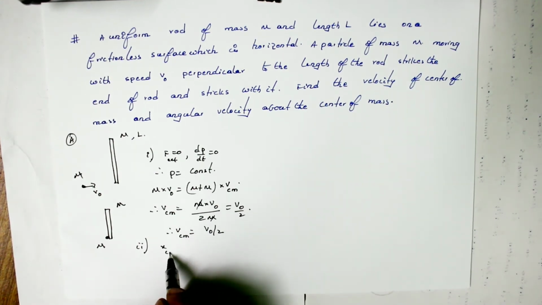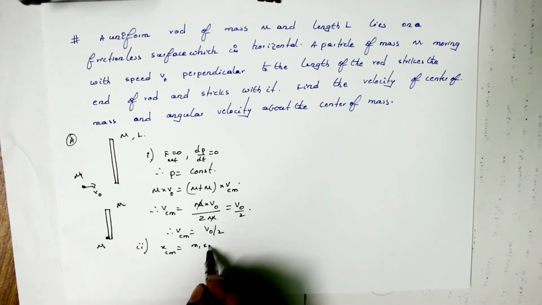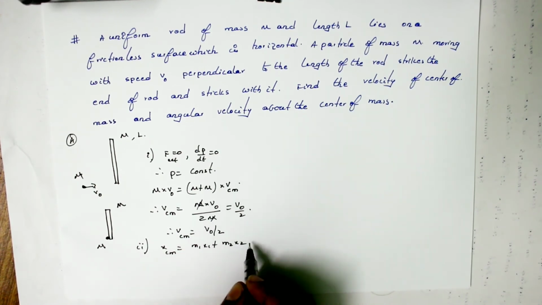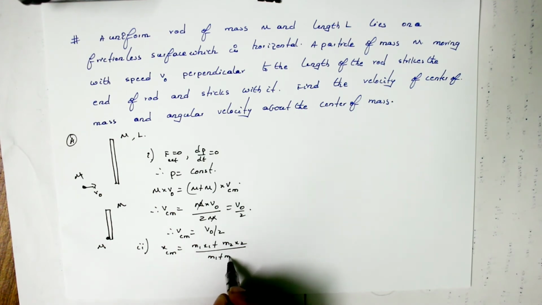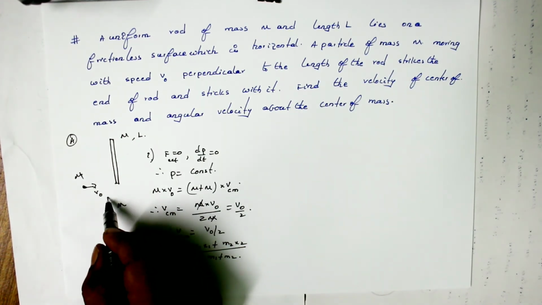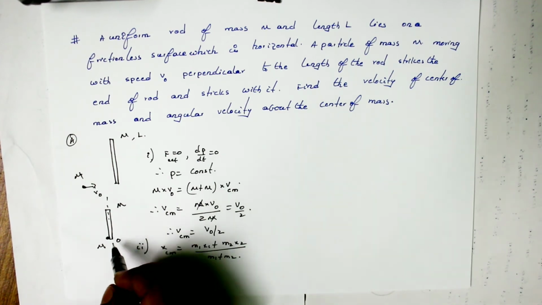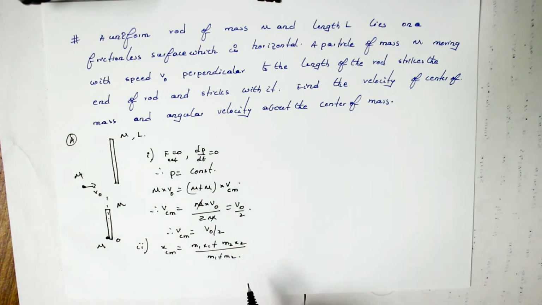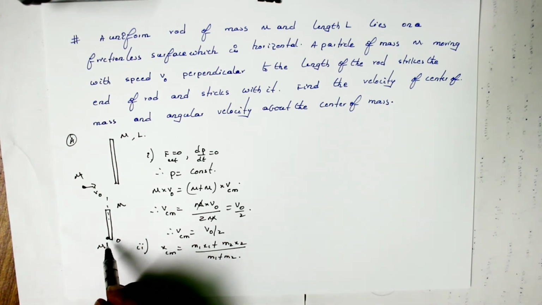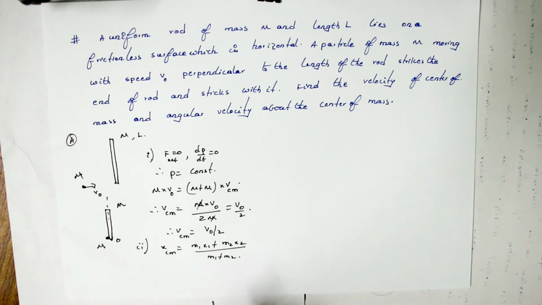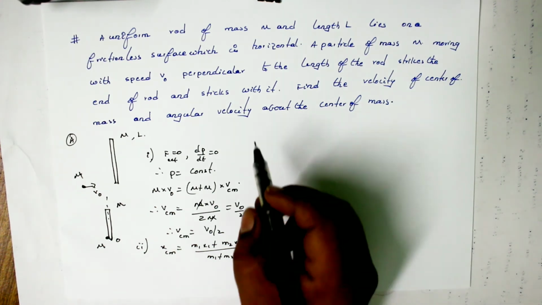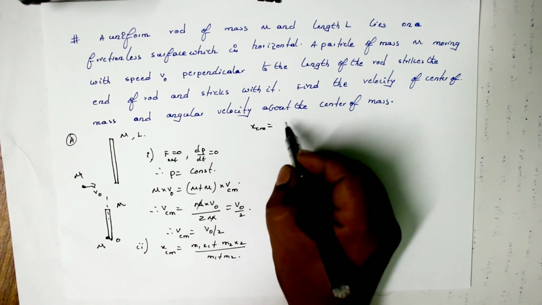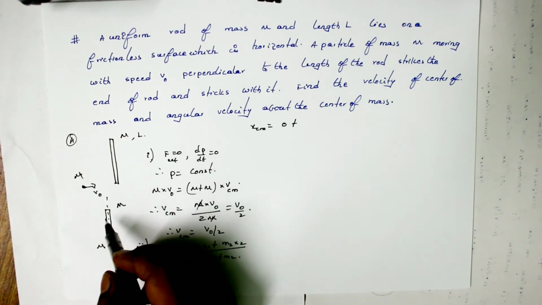So x center of mass is equal to, we know, m1 x1 plus m2 x2 divided by m1 plus m2. Consider this is my x-axis and this is my origin. We are calculating the center of mass from this position, because we have already studied that for calculating center of mass, there should be some point of reference. From this point, this capital M is present at the origin itself, so its position will be 0.